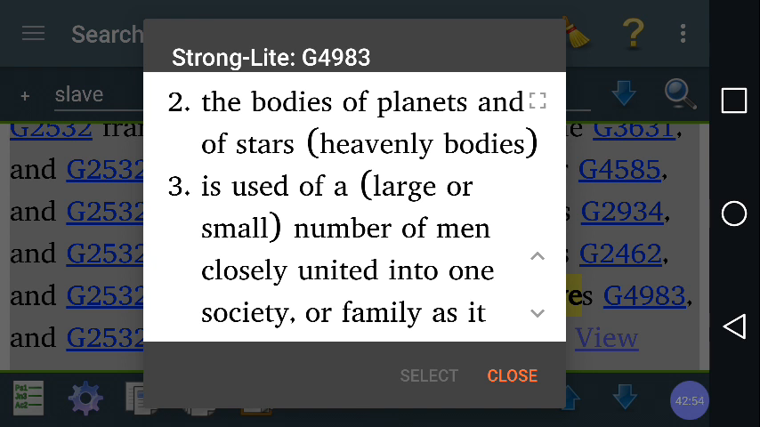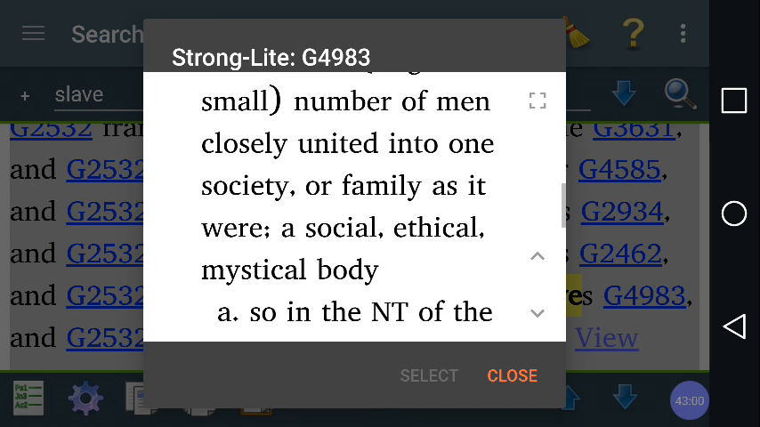Well, that's another point right there, but they'll make you believe that it's slaves here, but we're proving to you that it's not. So here, a large or small number of men closely united into one society, right? You know, that's a body. Like we said, the LOJ society. Go check us out, LOJS.org, right? The church in that sense, right? We are many members, but one body, right?